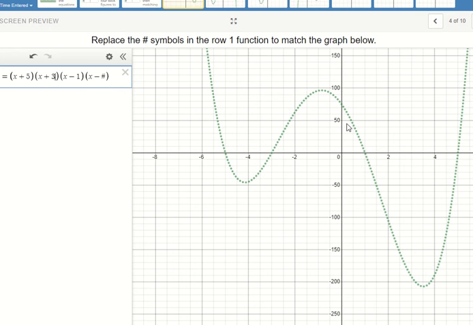Then we're going up, and then we're going to go back down through x equals 1 as the 0. So x minus 1 is the factor for x equals 1. And then the last one comes back up at 5. So if this is x minus 5, then we should be golden. And yep, it matches, fills it in on top. So we'll go to the next one.